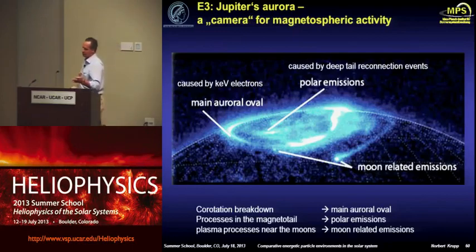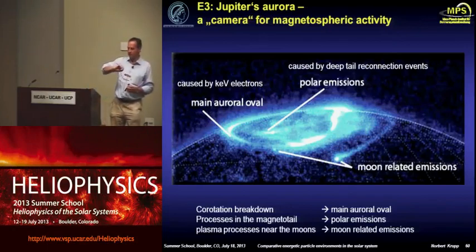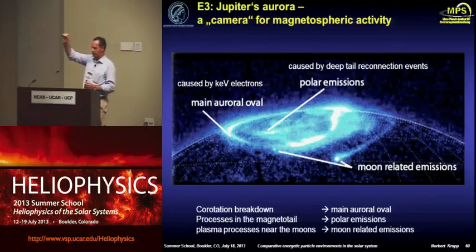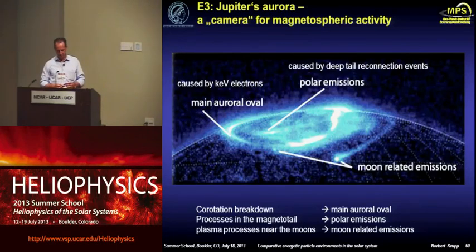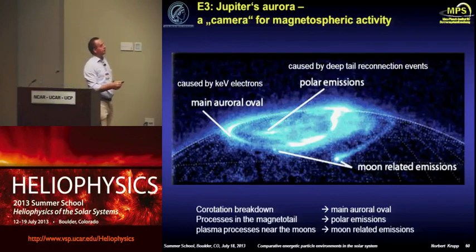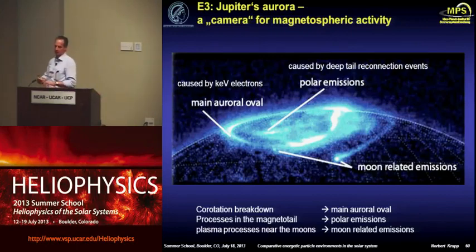And with Galileo measurements during the flybys at those moons, we were able to show that they are related to field-aligned electron beams going along the field lines back and forth. And of course, the 100 keV electrons is about the energy creating these auroral emissions in Jupiter's magnetosphere. But in addition to that, you can see there is this main auroral emission. And Fran told you already that this is caused by the so-called co-rotation breakdown region of Jupiter's magnetosphere.